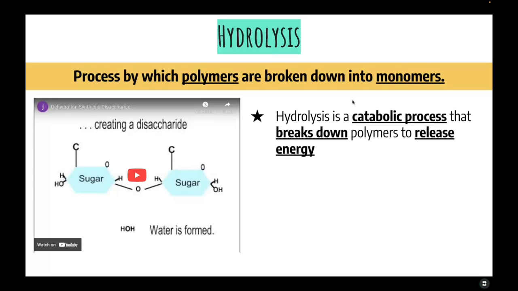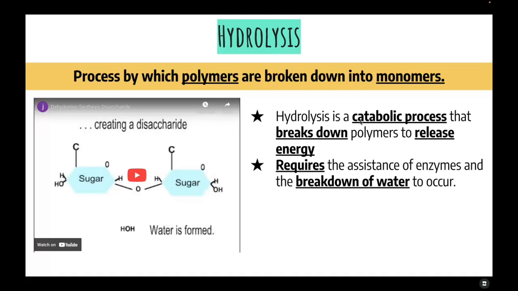We said that dehydration synthesis is an anabolic reaction. Hydrolysis is a catabolic process, all right? So it's going to break down polymers to release energy. And the way I remember this is I like to think, okay, my cat likes breaking things. Just a quick way I remember it. So it's the breaking down.